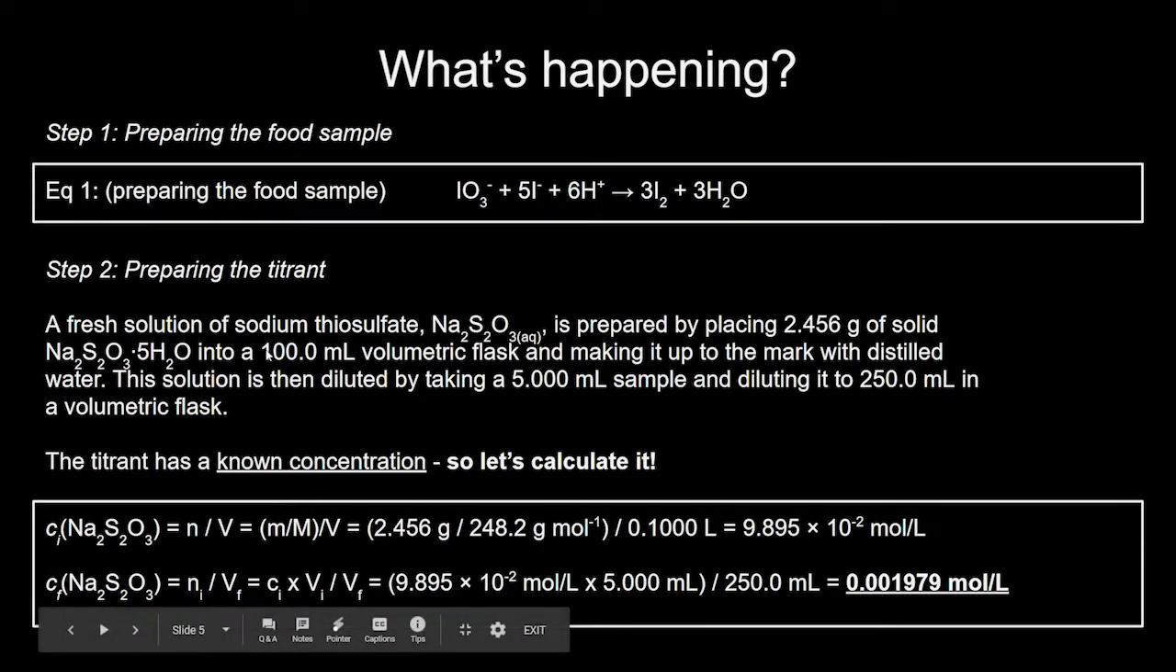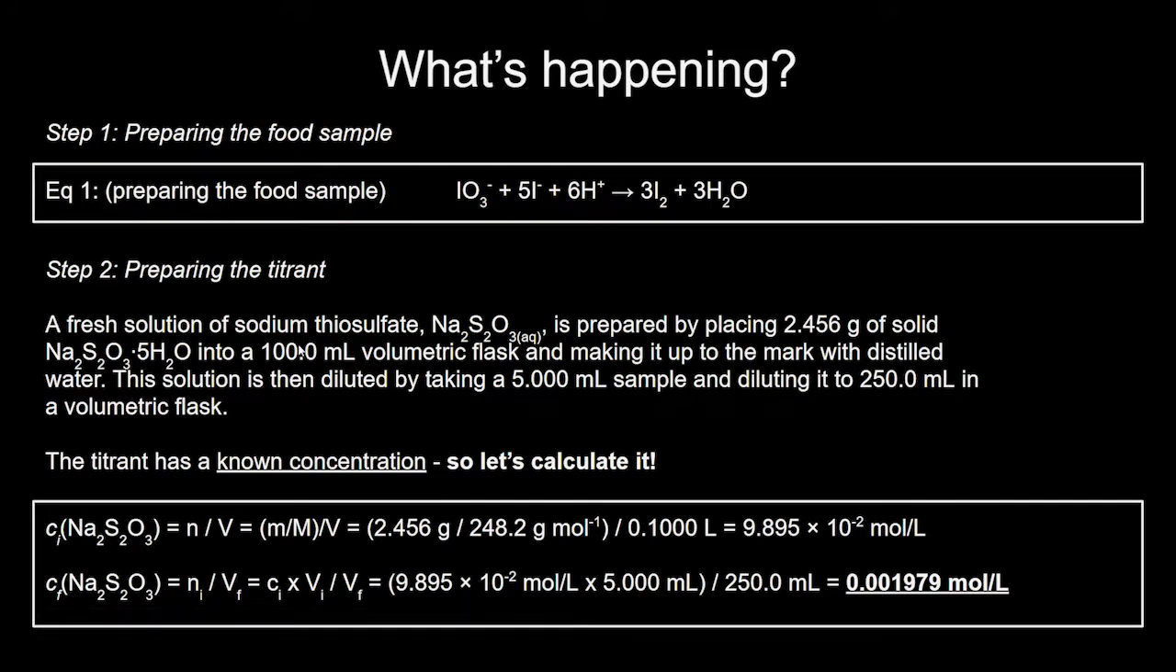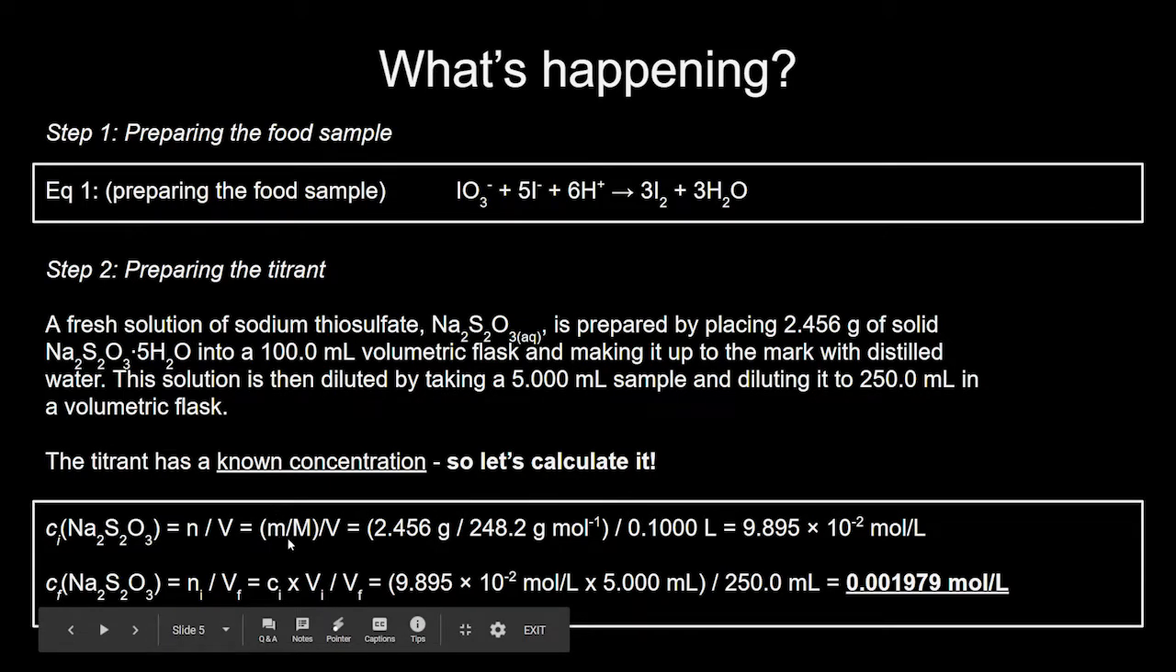So we're doing a sequence of dilutions here to get it to the right concentration. So in the first time we make up the solution, we have a certain mass dissolved in a certain volume. So that's easy enough to figure out the concentration of, right? So if we're given a certain mass here, you see that to figure out the concentration in moles per liter, I've taken that mass, divided it by the molar mass of sodium thiosulfate, and divided it by the volume of that volumetric flask to get the concentration of the sodium thiosulfate in a 100 milliliter volumetric flask.